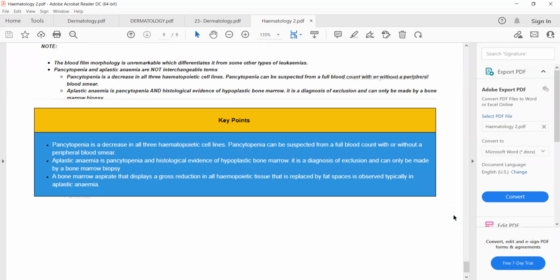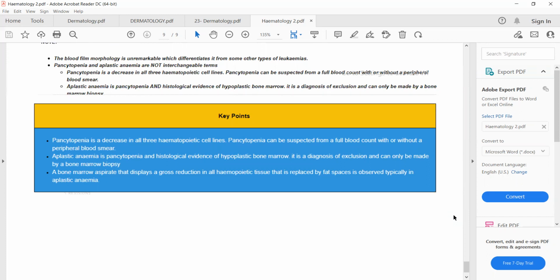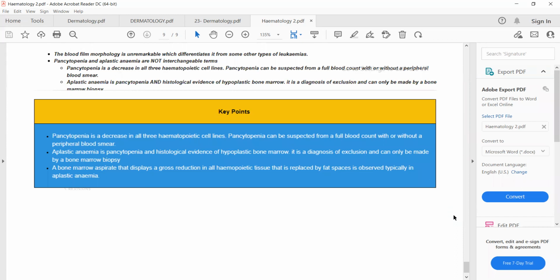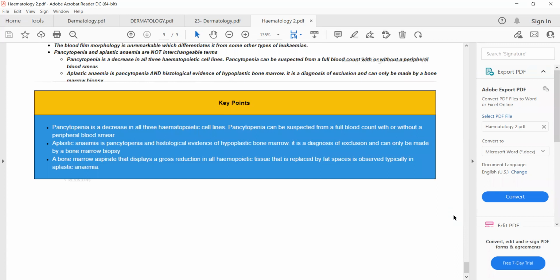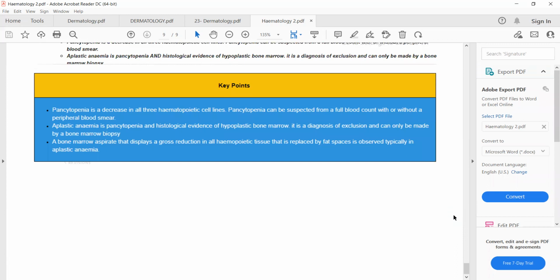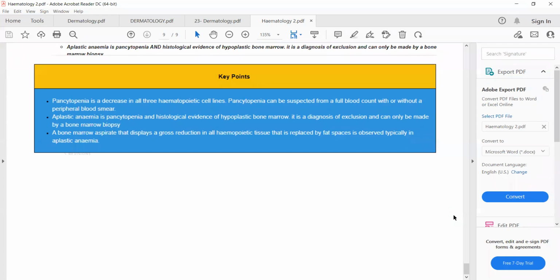Key points are again the same: pancytopenia and histological evidence of hypoplastic bone marrow will make a diagnosis of aplastic anemia. So this was all about aplastic anemia and its diagnosis. Our hematology chapter is finished.